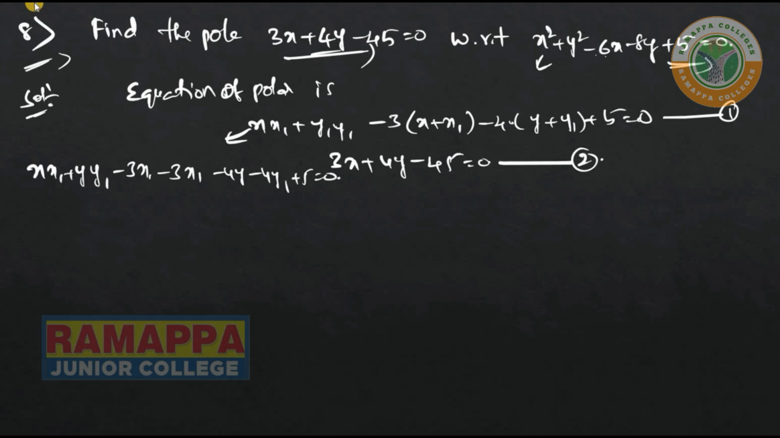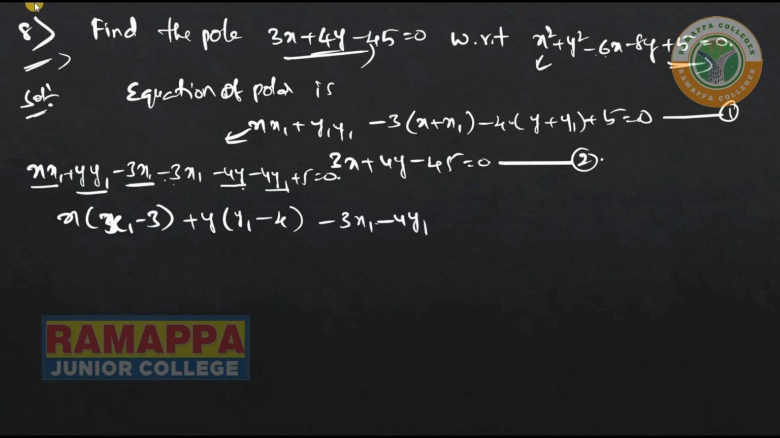From these things, I will take x common: x into (x1 minus 3) will remain here. And I will take y common: y into (y1 minus 4) will remain here. And the remaining terms are here like this: minus 3x1 minus 4y1 plus 5 is equal to 0. So compared to this one, we have to make it like this one with changes here.